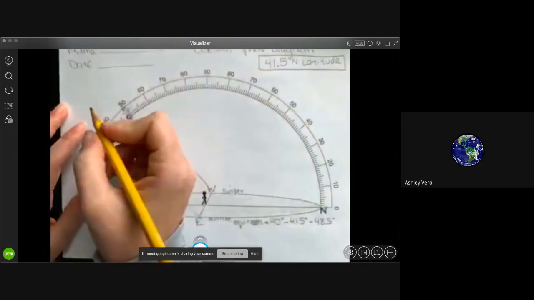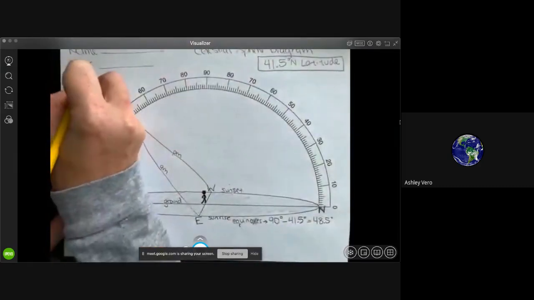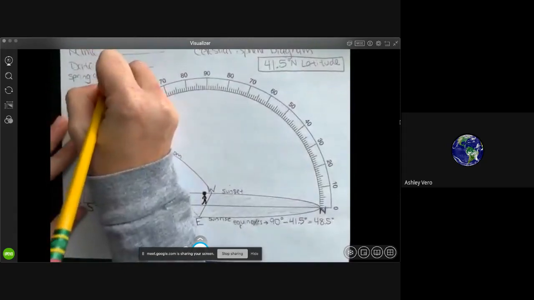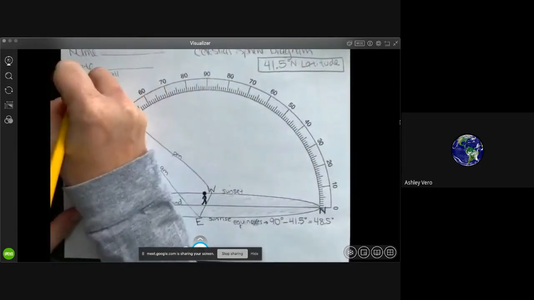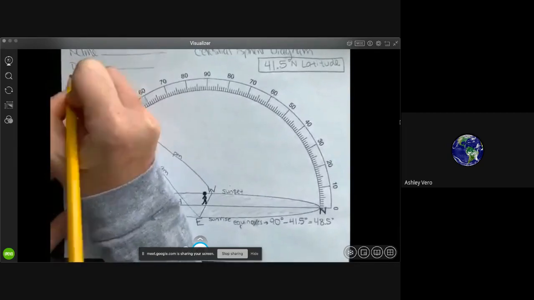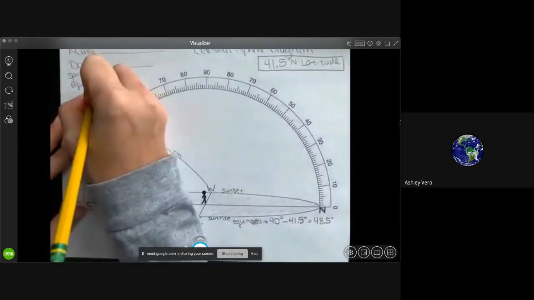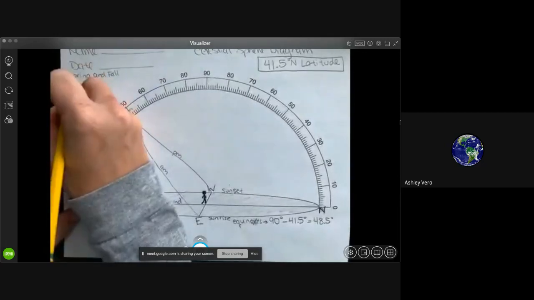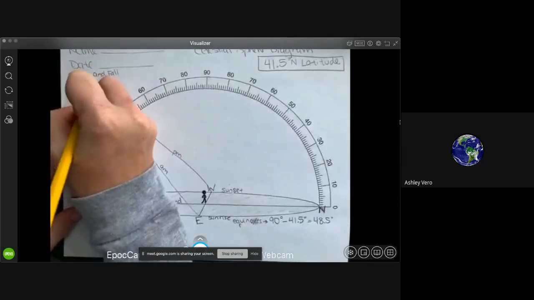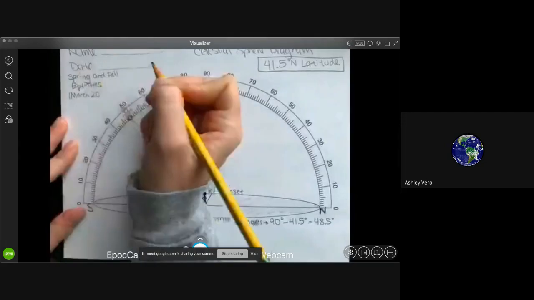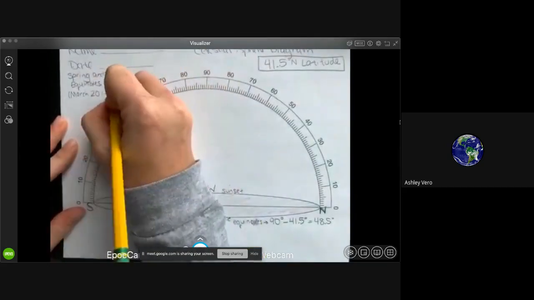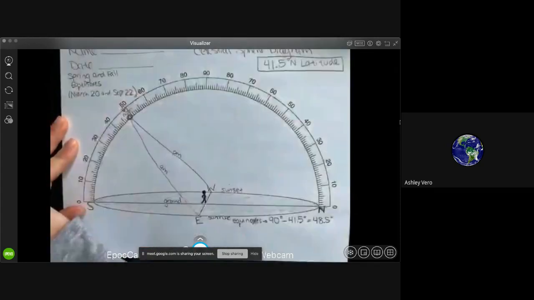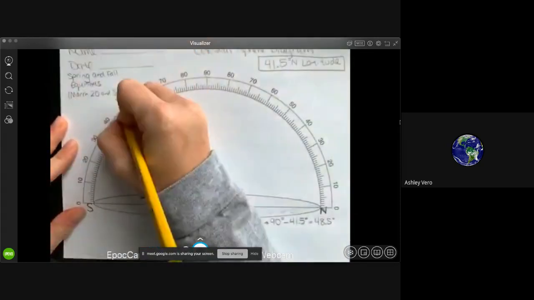So this is going to be spring. Am I on the screen? Yes, I am. Spring and fall equinox. Equinoxes, if we want to be grammatically correct there. So that would be March 20th is the spring one, and September 22nd would be the fall one, and those are all going to be at this spot right here.